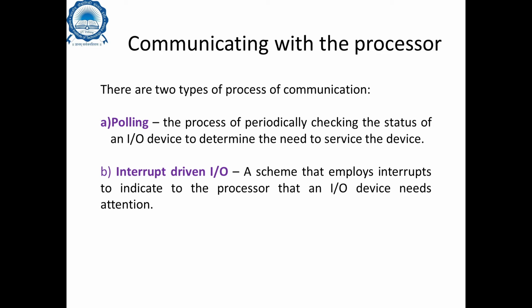The second is interrupt driven IO. In this case, a scheme is adopted where an interrupt is sent to the processor whenever an IO device needs attention, whether that is for providing the data onto the data register or for servicing in case an error has happened. Here the processor will not automatically keep checking the status, but rather the processor will only come and check the status when an IO device sends an interrupt signal to the processor. So this is interrupt driven IO, not like polling, where polling happens at periodic intervals of time by the processor coming and checking the status of the IO device.